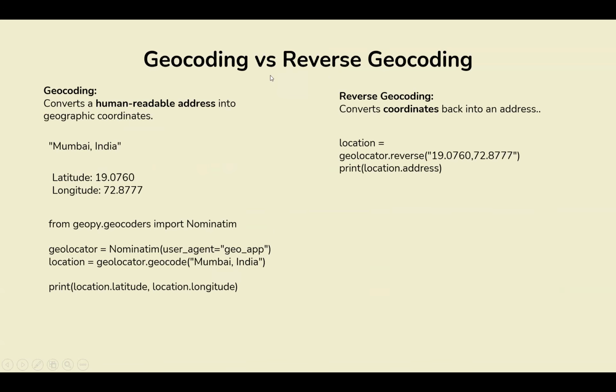So here, geocoding versus reverse geocoding. What is the meaning of geocoding? It converts a human readable address into geographic coordinates. So if you give Mumbai, India, it will return the latitude and longitude. Similarly, reverse geocoding converts the coordinates back to the address. You provide the coordinates and the function will return the address. Clear till this point? What is geocoding, reverse geocoding, and what is the role of GeoPy?